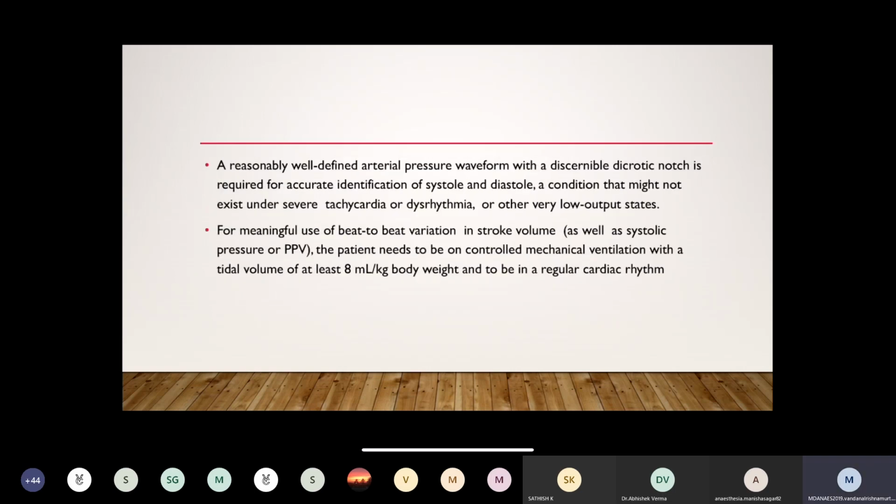Uses: a stroke volume variation above 10% has been shown to be a useful predictor of fluid responsiveness. Goal-directed therapy based on either maximizing pulse contour-derived cardiac output or minimizing SVV results in improved perioperative outcomes.